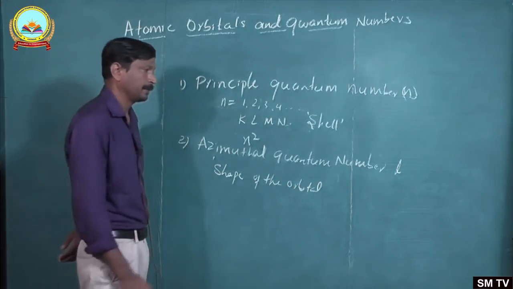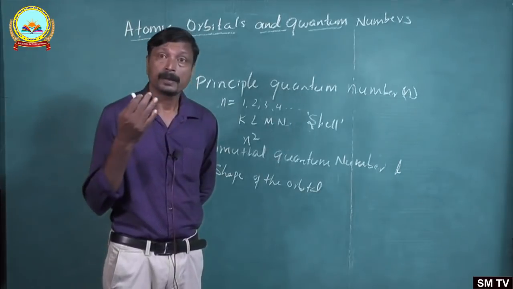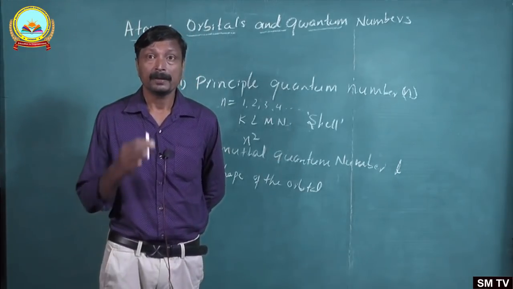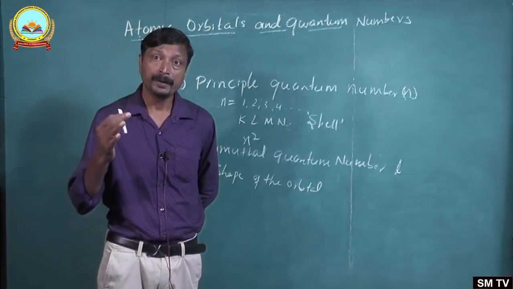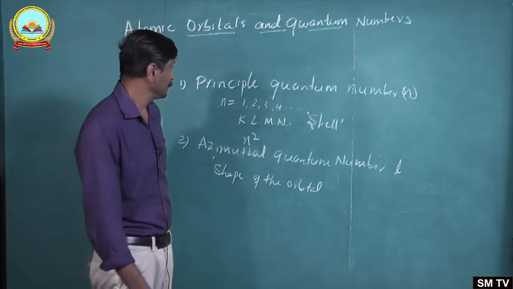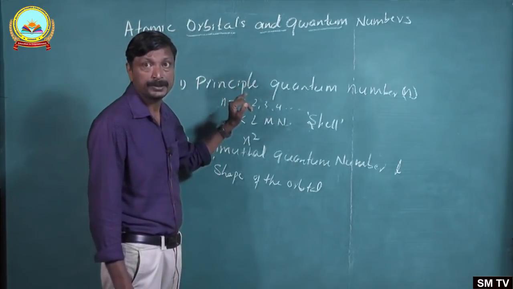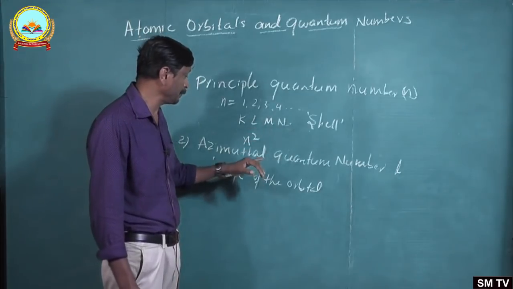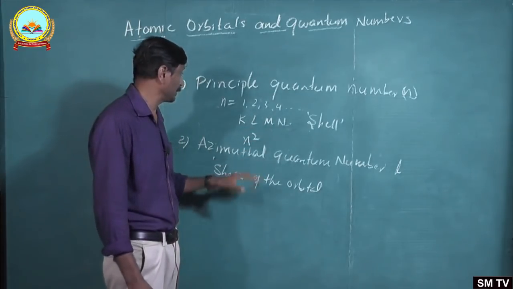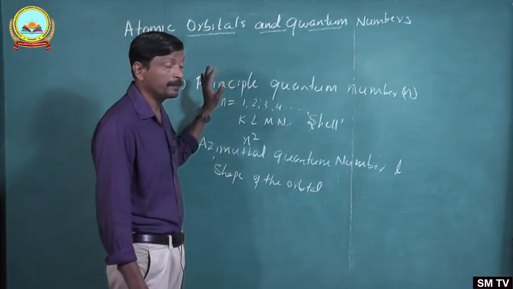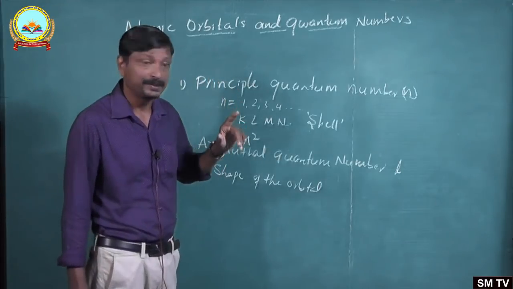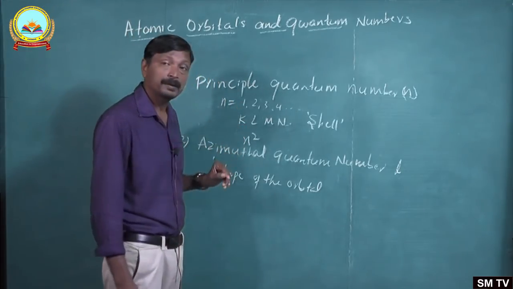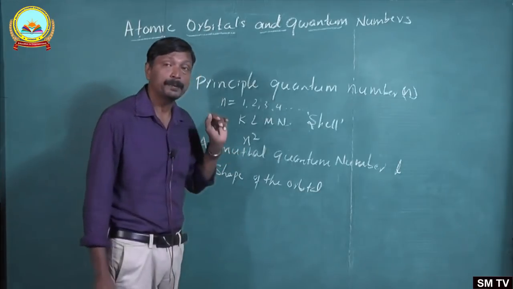Already I told you these orbitals have different shapes and energies. The first, the principal quantum number, describes the size and energy, and the azimuthal quantum number describes the shape of the orbital.